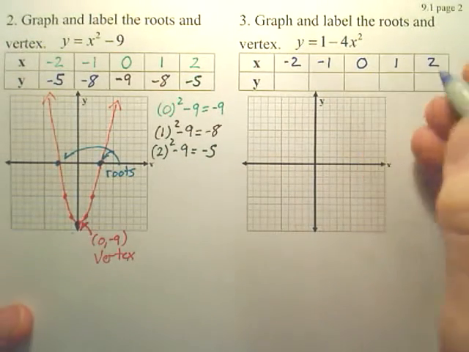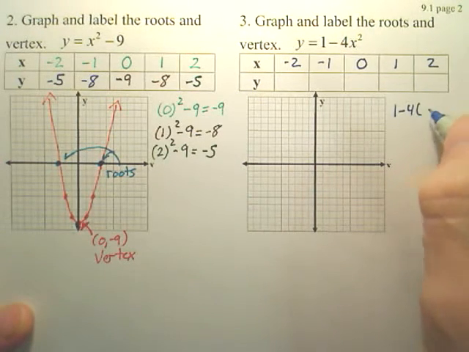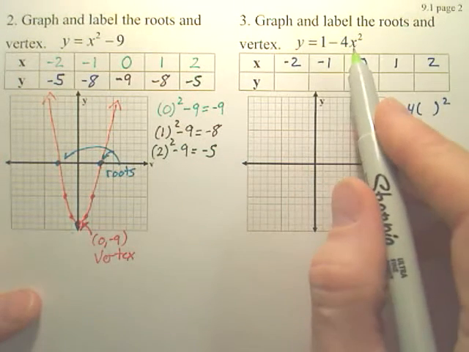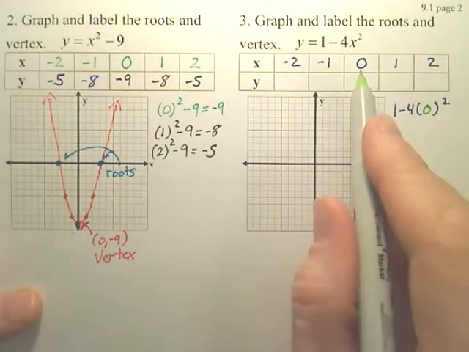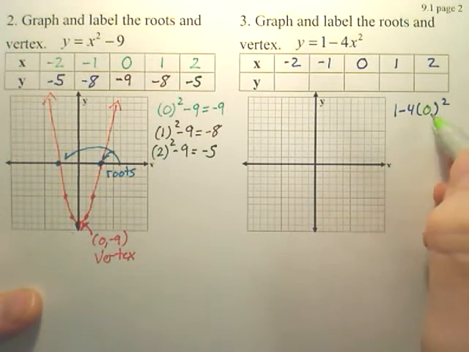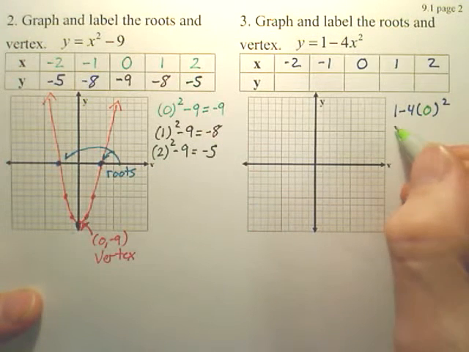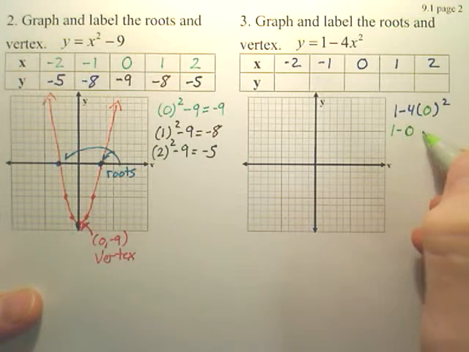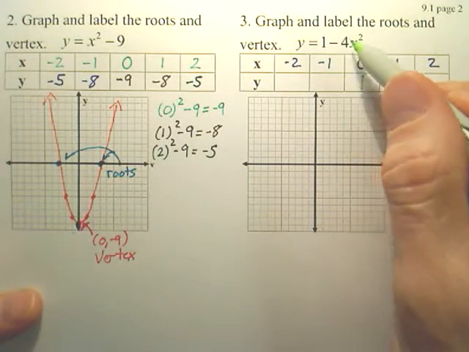Now, to get the numbers below, we're going to take this equation, 1 minus 4x squared, and for x, we're going to plug a number in. We're going to plug 0 in for x. What we do here is we first square it. So 0 squared is 0. So 1 minus 0, because 4 times 0 is 0, so 1 minus 0 is 1. So when you plug in 0 to this equation, you get 1.